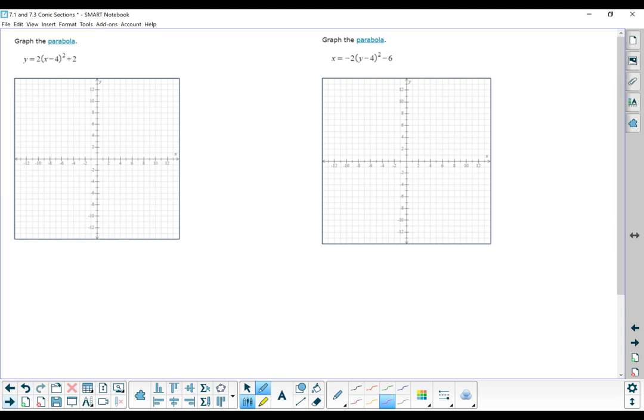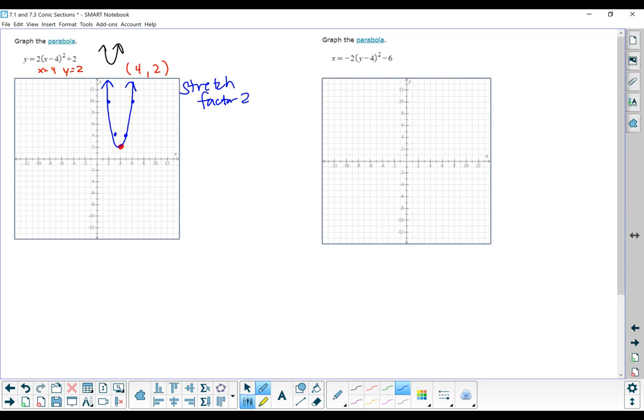Graph of the parabola y equals 2 times (x minus 4) squared plus 2. So this is in the y direction. This is more the type that we're used to. So it is going to open upward. The vertex is going to be, we've got x equals 4 and y equals 2. So (4, 2). Opens upward, stretch factor 2. So it's going to go 2, 6, 10, up 2, up 6, up 10. Now on this topic, you're not going to have to plot a lot of points, just the vertex and one additional point. I'm just plotting the additional points so that I can complete the sketch for the notes.